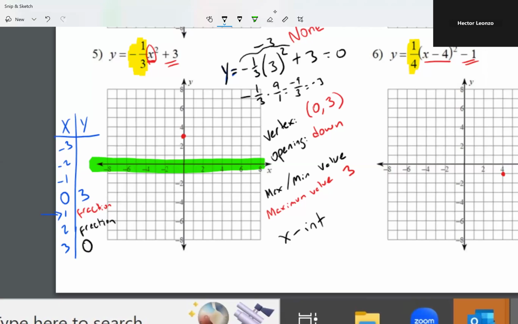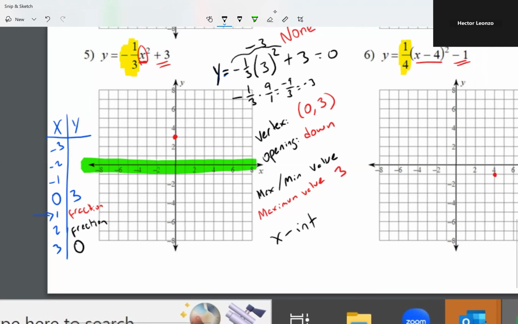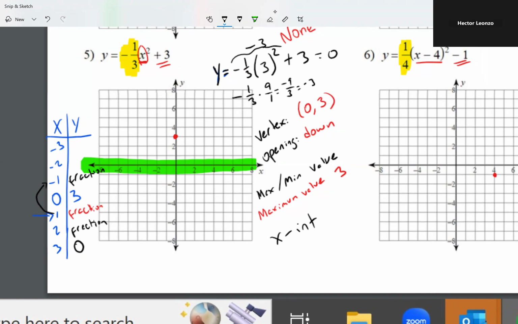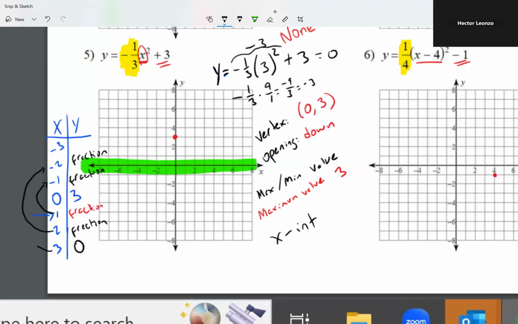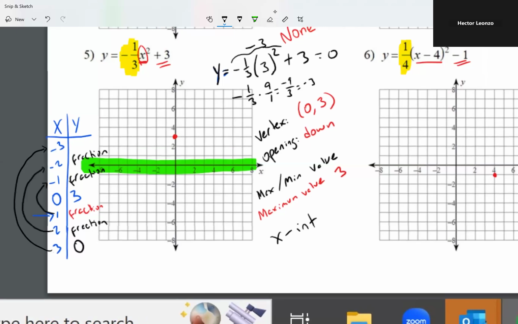Now, there's something really, really cool. You notice how when we tried 1, we got a fraction. This happens to repeat on the other side of the vertex. So here I'm also going to get a fraction. When we tried 2, we got a fraction. So here, at negative 2, it's also going to be a fraction. When x was 3, it gave me a 0, and it's going to repeat on the other side. So when x equals negative 3, I'm also going to get a 0.